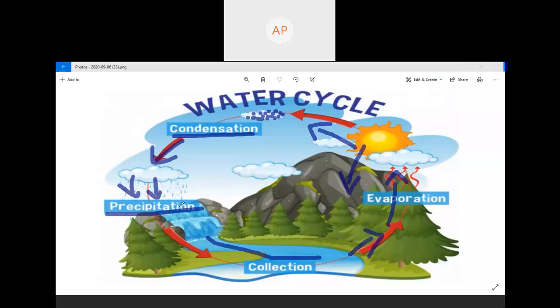Now again the water reaches the river. So again from the river the water evaporates. Now again condensation occurs at high altitude and after condensation again precipitation occurs. So this process is a continuous process. Because of this only the content of water is present on our earth. If there were no water cycle, then there wouldn't be any water. So you understood what is water cycle, children?